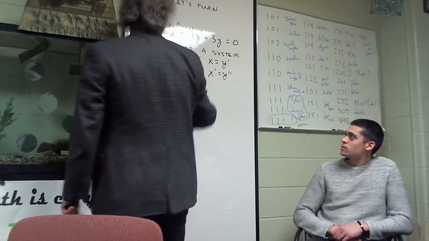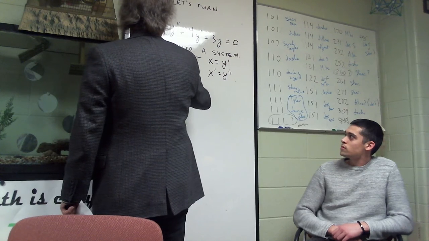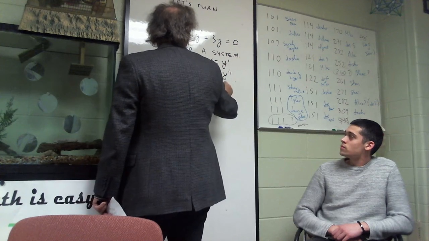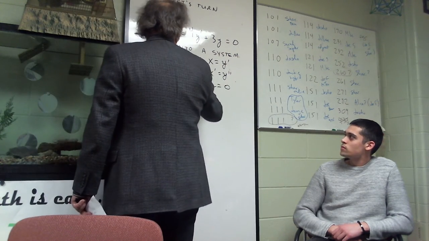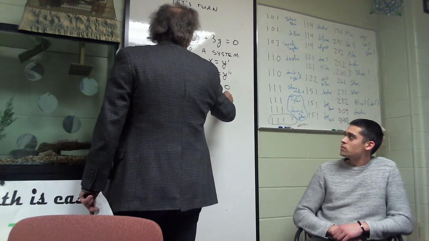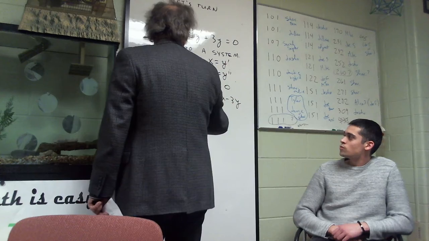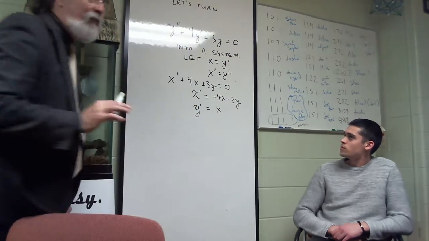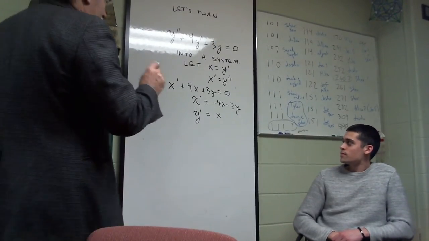I can take this equation and rewrite it as x prime plus 4x plus 3y equals 0, which means I can rewrite this as x prime equals negative 4x minus 3y. And don't forget, we had y prime equals x. Believe it or not, we have just done what we need to do. That's now a system.